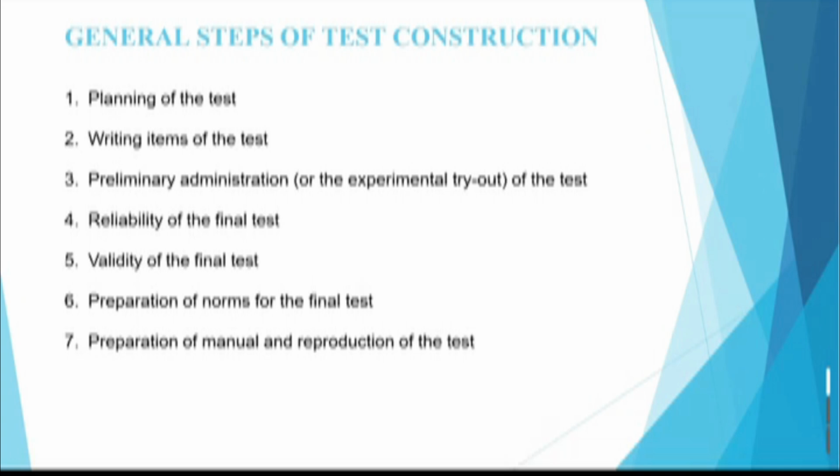And finally, preparation of the manual and reproduction of the test. This is where the properties of the test, norms, and the previous references are going to be analyzed. After seeing the importance of the test, the requirements, and the purpose of the test, the researcher can publish papers and final outcomes. So these are the steps of test construction. I hope I'm clear here. This is an often repeated question. The general steps of test construction is an often repeated 5-mark question in our papers.